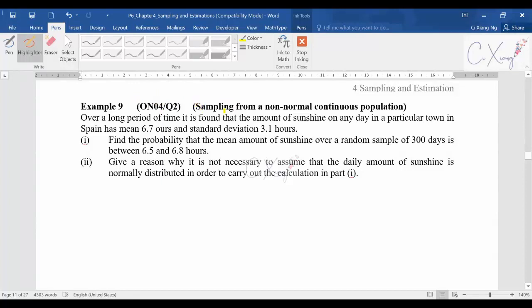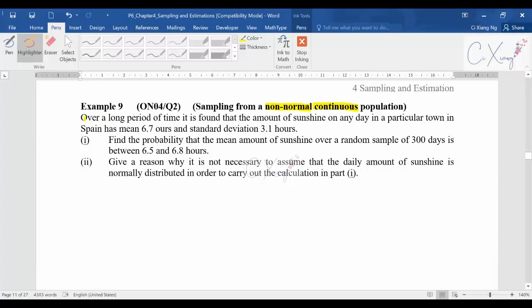In the bracket here, I put sampling from a non-normal continuous population. That means the variable is continuous, but it's not normally distributed. All these cases are in the exam, and you have to identify them yourself. So you have to be very careful and read every single word carefully to see which case it belongs to.